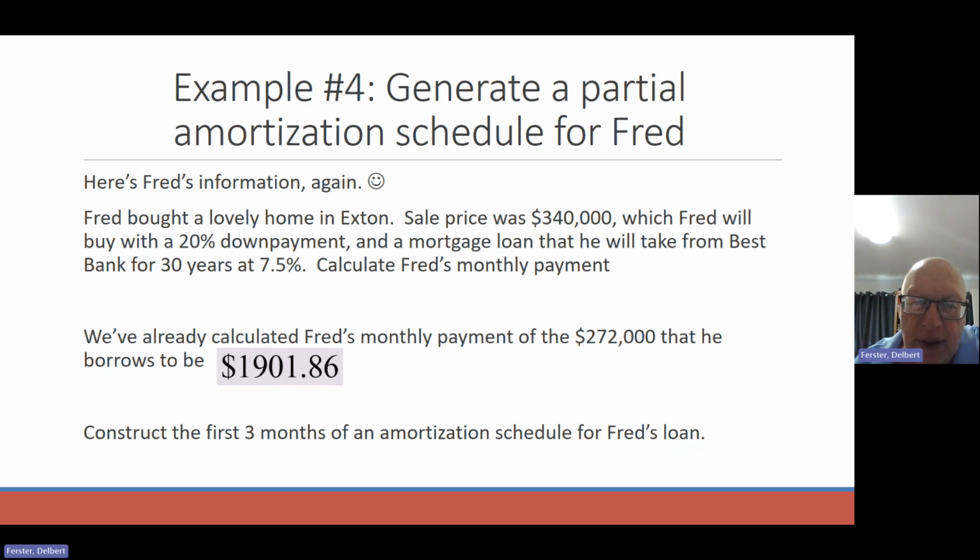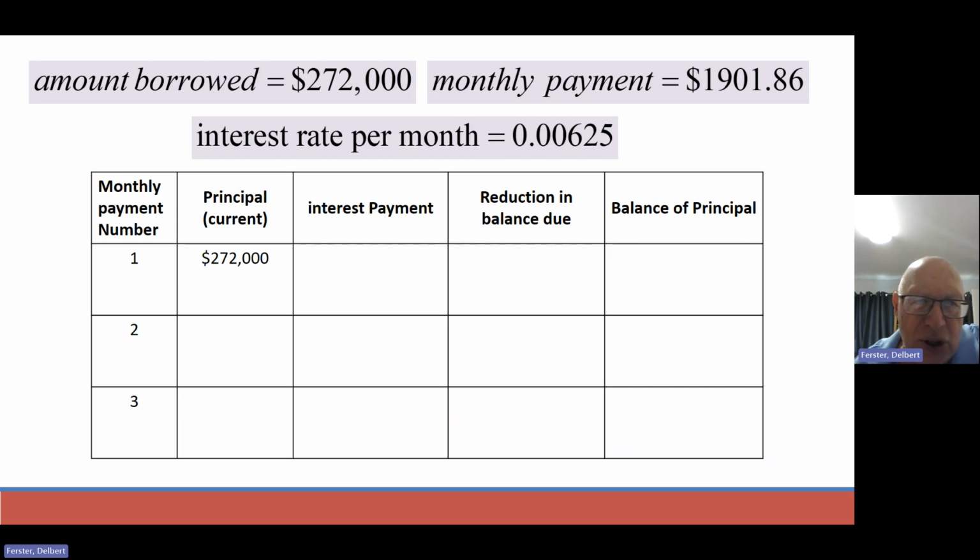All right, so Fred's monthly payment. And remember, this is just his mortgage. This has nothing to do with his property taxes or his insurance for his property. That's his mortgage payment to the bank, to Best Bank. And we're going to construct a 3-month amortization schedule for Fred's loan. All right. So on top of this slide, I reminded you of some things. I reminded you how much he borrowed.